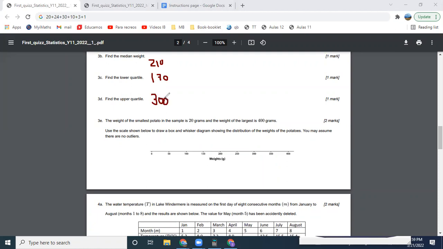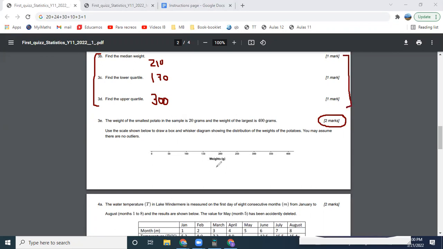Even if you don't know how to find these values, what you can do is just write any value here, and then use these values to draw the box and whisker plot and get these 2 marks, because these 2 marks won't penalize you for wrong values here.